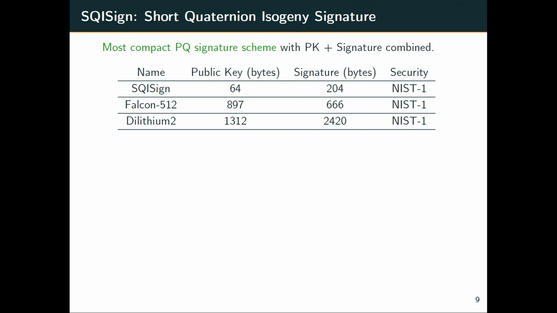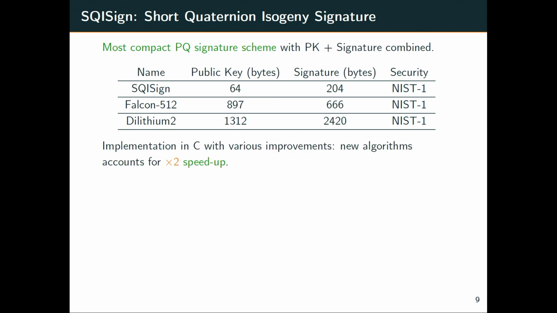Okay, so let's talk a little bit about performance. Before talking about our implementation, I just wanted to remind you why we are interested in this SQIsign scheme. The nice thing about it is that it's the most compact post-quantum signature scheme if you look at public key and signature combined. I gave here some examples for NIST level 1, and you have the comparison with lattice schemes, Falcon and Dilithium. Then we made a C implementation, which includes the new algorithm and several other improvements.